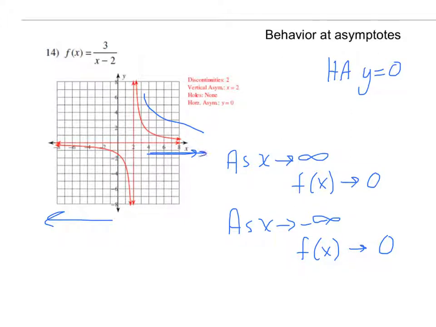As it goes this way, the behavior gets really close to it from the top. As it goes this way, it gets really close to the horizontal asymptote from the bottom. They're going different directions, but they end up at the same y value.